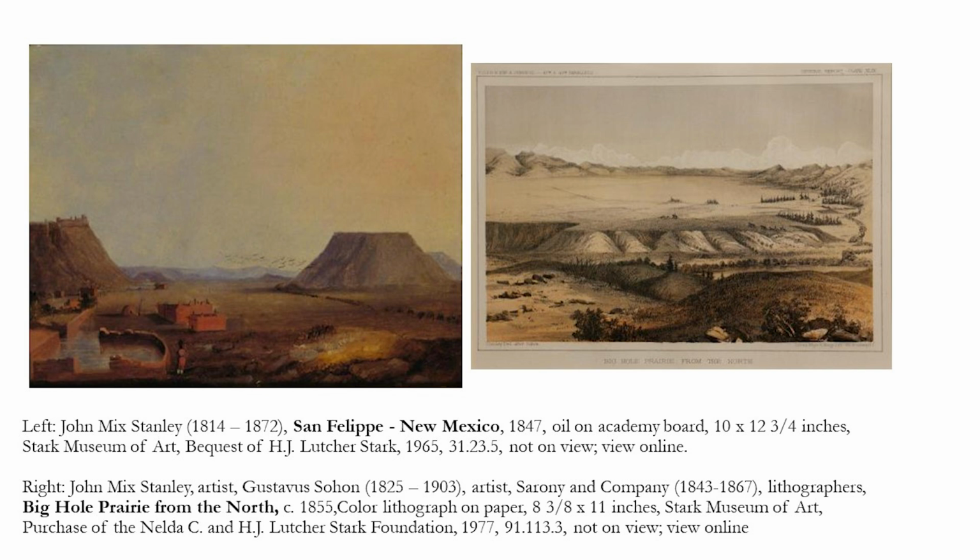Two very important expeditions provided John McStanley with employment, as well as access to new subjects and information about a variety of Indian tribes. In 1846, he served as an artist traveling with the U.S. Army during the war with Mexico. And on the slide on the left is San Felipe, New Mexico, one of the oil sketches that Stanley did while he was essentially an artist embedded with the Army.